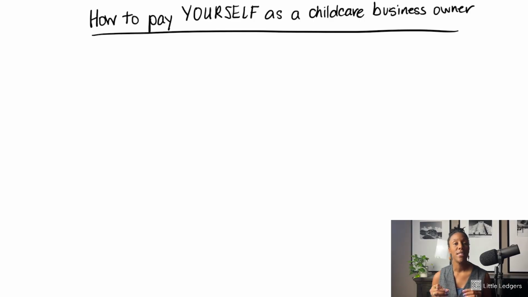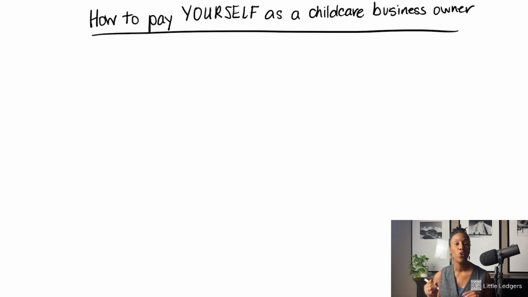Today, we're going to go over the 5 different types of business entities and how to pay yourself as a childcare business owner from each of those types. That way we cover everybody from single member LLCs all the way down to nonprofits. So let's get started. The first type of entity that you might have is a single member LLC.